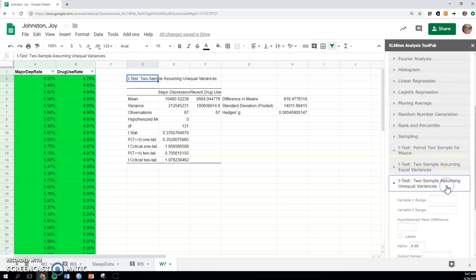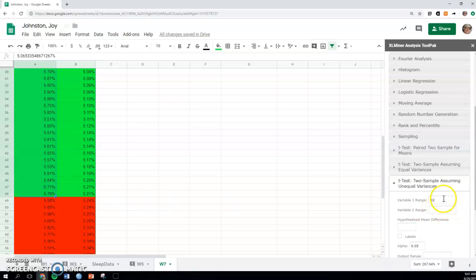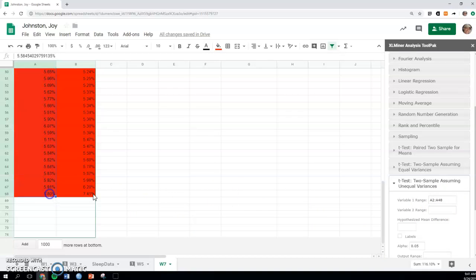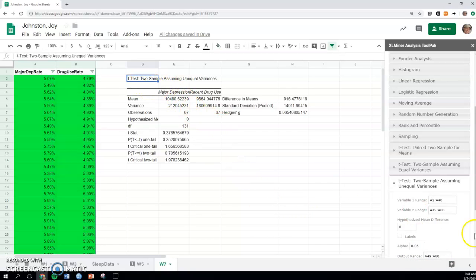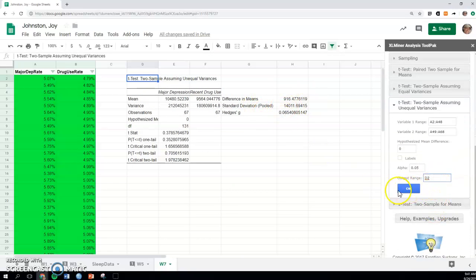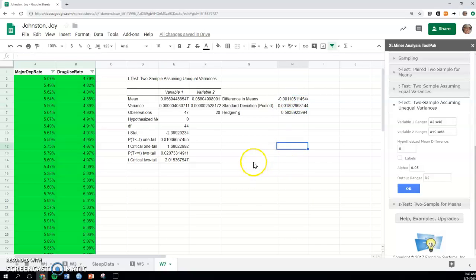So we're assuming unequal variances. Variable range 1 would be here. These are the low drug use. And there we go. 0. We don't have labels this time because when I selected the data, it was just the data. There was no label attached to that, so I'm not going to check labels. And here's where I'm not sure. The output range, if I want to try to just completely overwrite this but have all the formulas update, I'm going to try this D2 and click OK. Nice, nice. And these formulas then should all be correct already. Yep. So now it's just a matter of interpreting it.